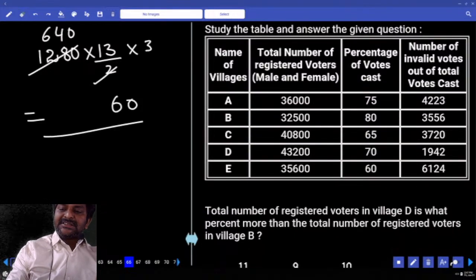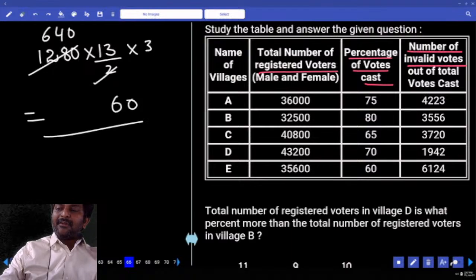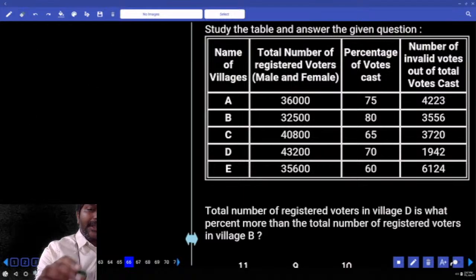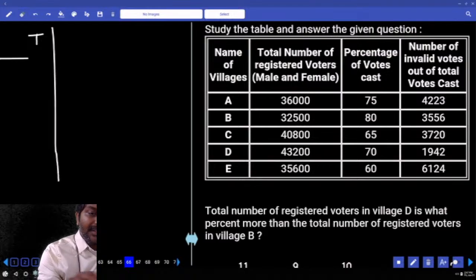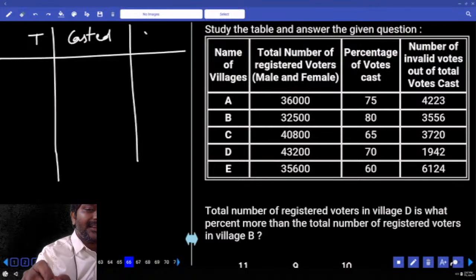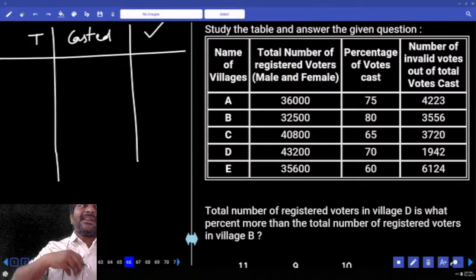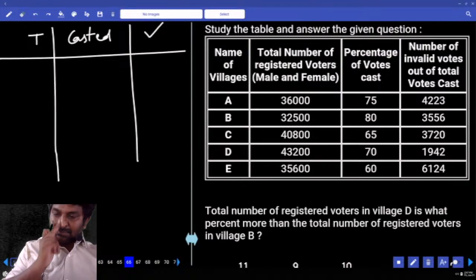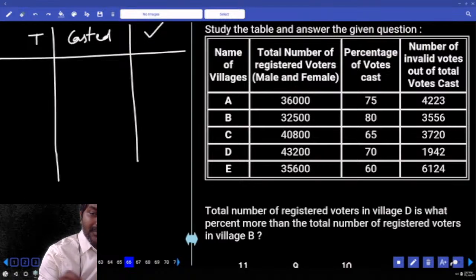Total number of registered voters, percentage of votes casted, number of invalid votes out of the total votes. Okay. First we have total. Correct? Then votes which are casted, votes polled, and then invalid. Then you can definitely write valid votes, right? Okay. Now, first one.